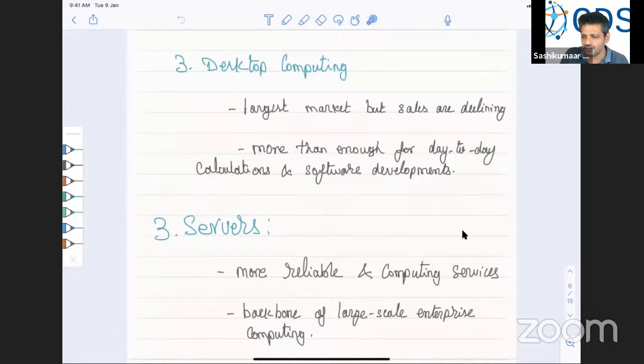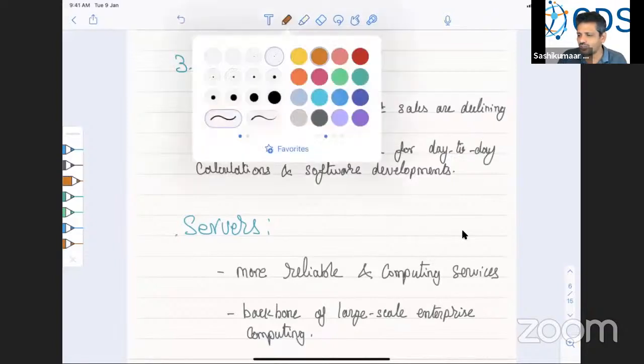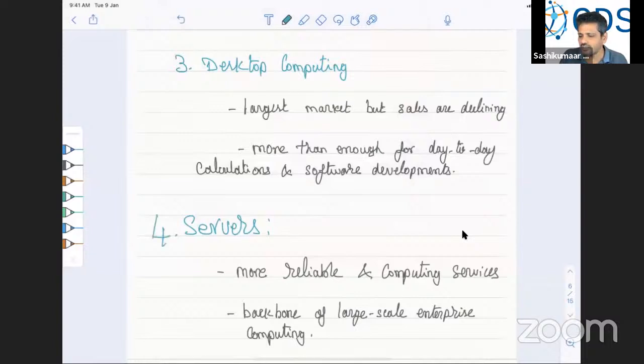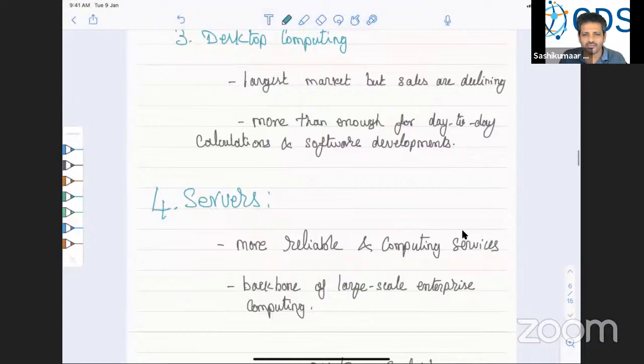The focus is on the servers. So what we are planning to look into is the servers and the desktops. If you look at desktop computing, of course, it is the largest market. Why I'm saying that, because almost everyone buys one. It's the largest market in terms of sales.